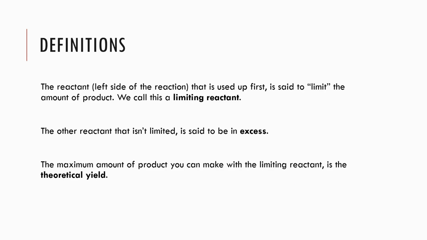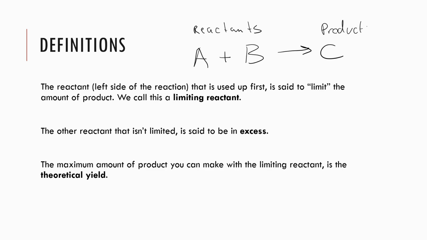We've seen some skeleton reactions before, and so we're going to use one today as an example: A plus B goes to C. We know the left side of the reaction is called the reactants, and the right side is called the products. So in this case, we have two reactants, A and B. We also have one product, C.